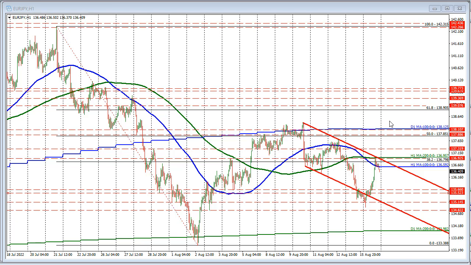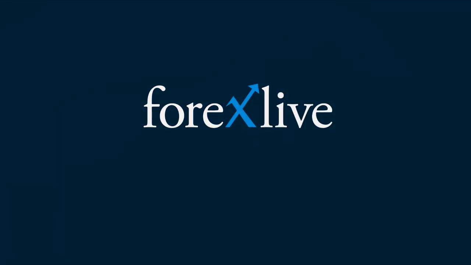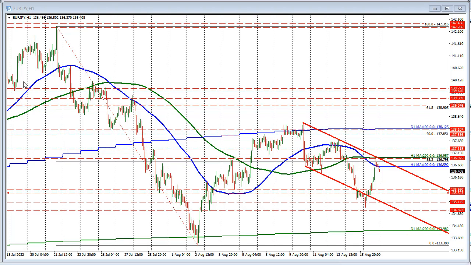I want to take a look at the euro versus yen, as there are some interesting technical levels that have been in play, and give traders a clue as to the bias and risk associated with trading that currency pair. I'm going to focus on the hourly chart here.